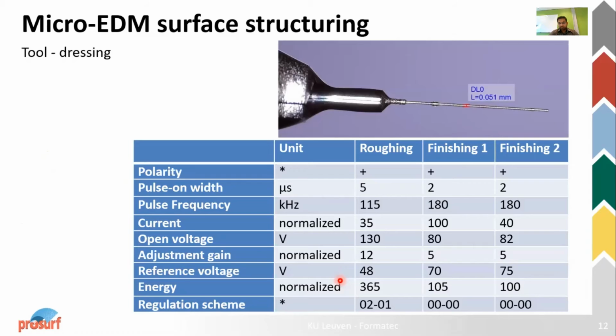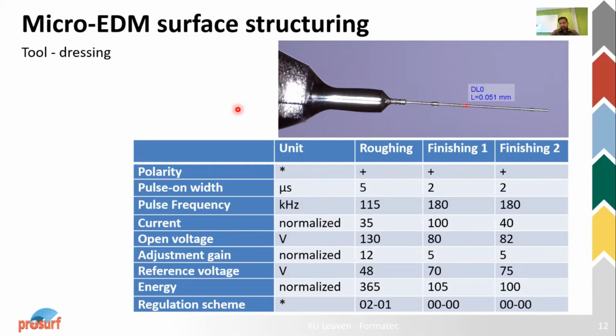Now, the next step was to prepare a tool that is able to give us very accurate machining of the micro dimples. Here we can see we initially used the 0.5 millimeter tool, and we reduced it to a 50 micrometer tool diameter using the on-machine wire electro discharge grinding technique, which is already available on our Sarix machine. These were the parameters used for dressing this tool for microEDM operation.